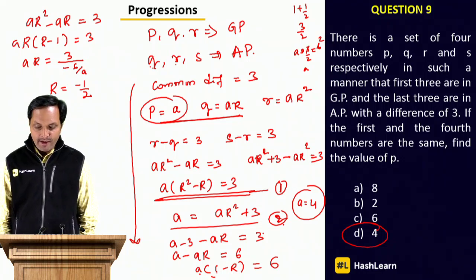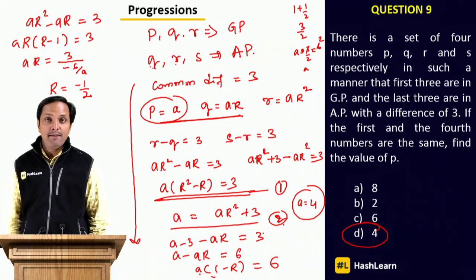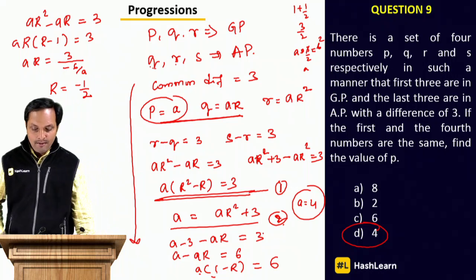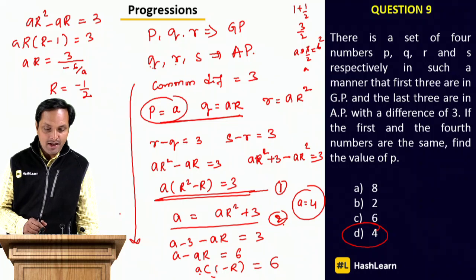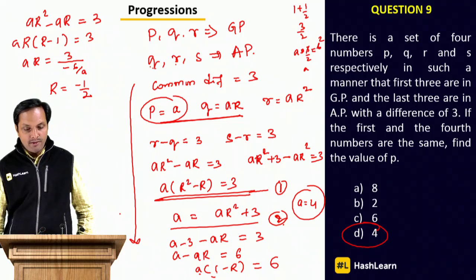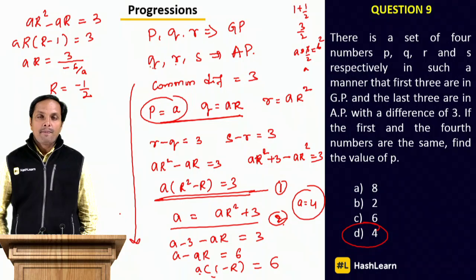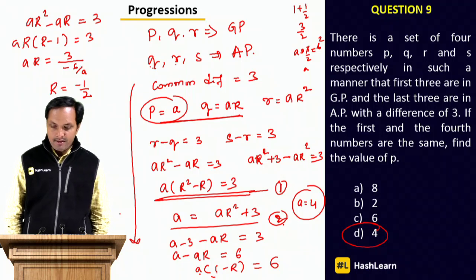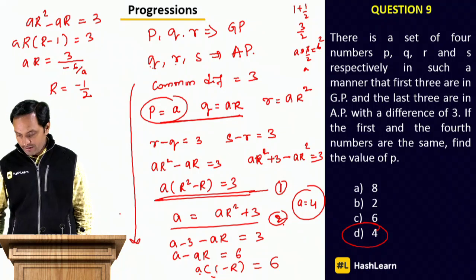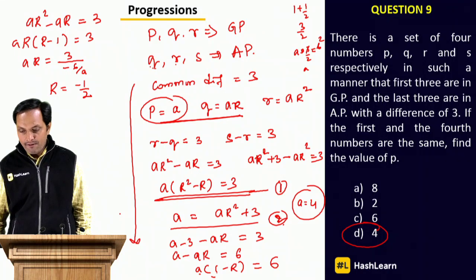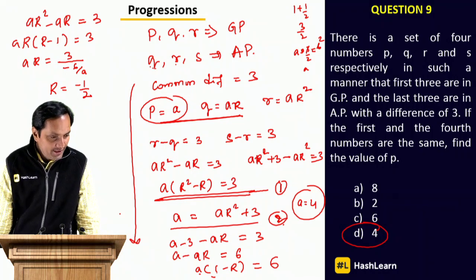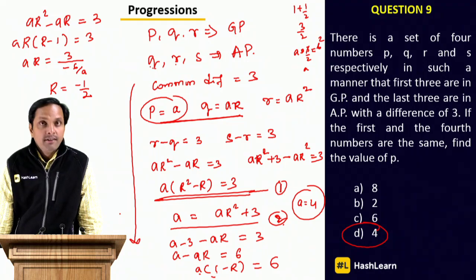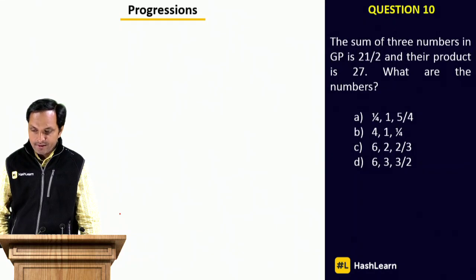Okay. So make a note. You can try this same problem again at home. Make a note of these equations. Make a note of r. Capital R should give you minus 1 by 2. After simplifying, a is 4. A is nothing but p. P value is 4. Okay. Fine then. Let's go to the next.